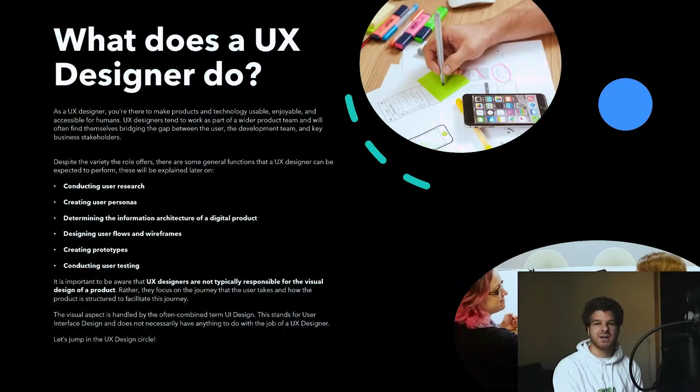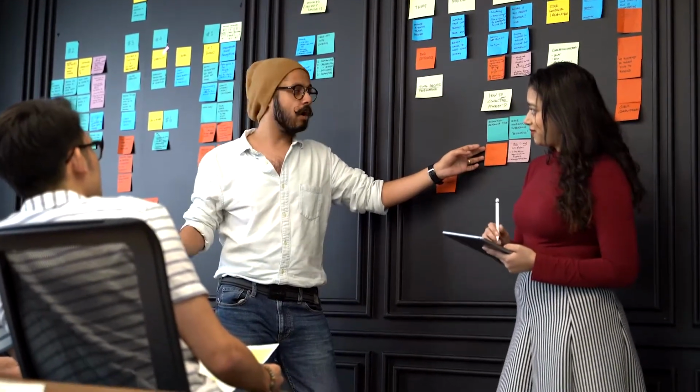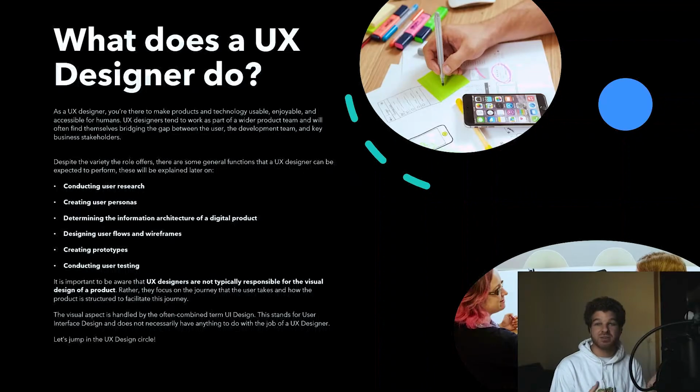But what does a UX designer actually do? As a UX designer, you're there to make products enjoyable, usable, and accessible for their users. UX designers tend to work as part of a broader team, bridging the gap between the user, the development team, and some key business stakeholders. Stakeholders are basically the people that are invested in the product. This could be investors, or your boss, or everyone that's dependent on it in some way or another.